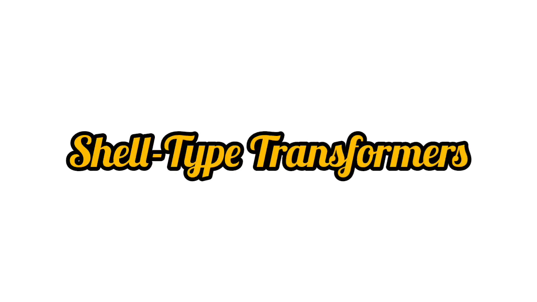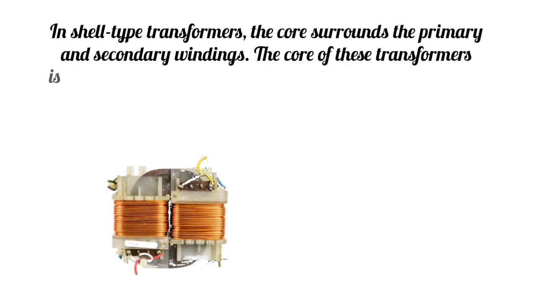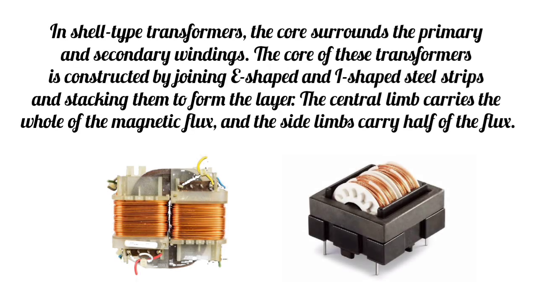Shell-type transformers. In shell-type transformers, the core surrounds the primary and secondary windings. The core of these transformers is constructed by joining E-shaped and I-shaped steel strips and stacking them to form the layer. The central limb carries the whole of the magnetic flux, and the side limbs carry half of the flux.